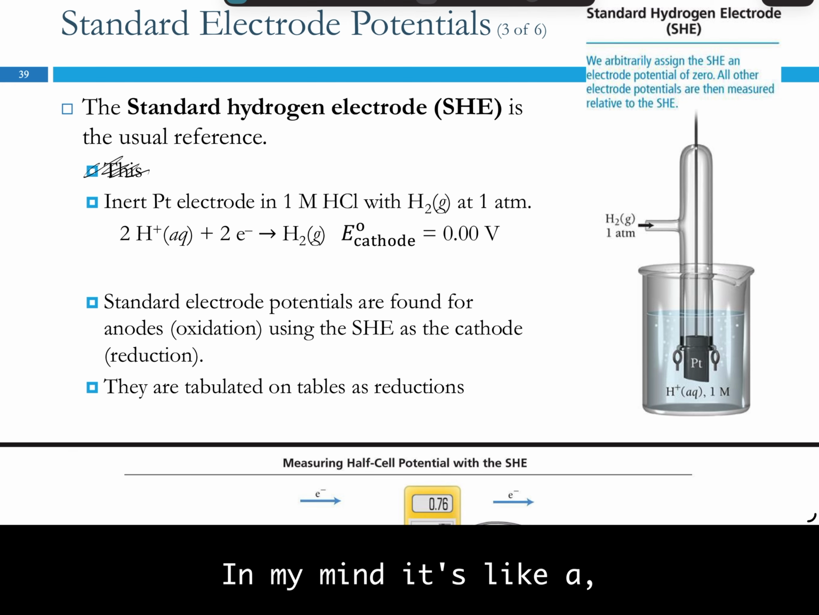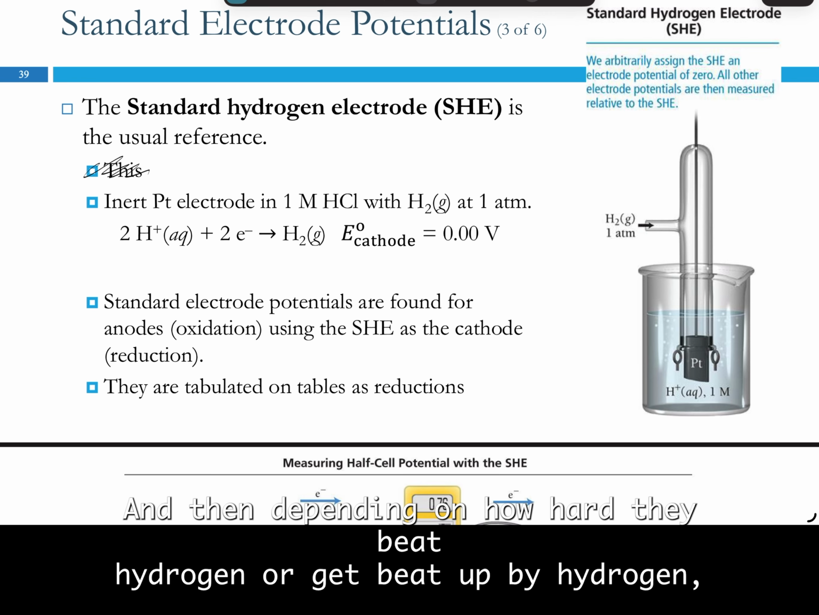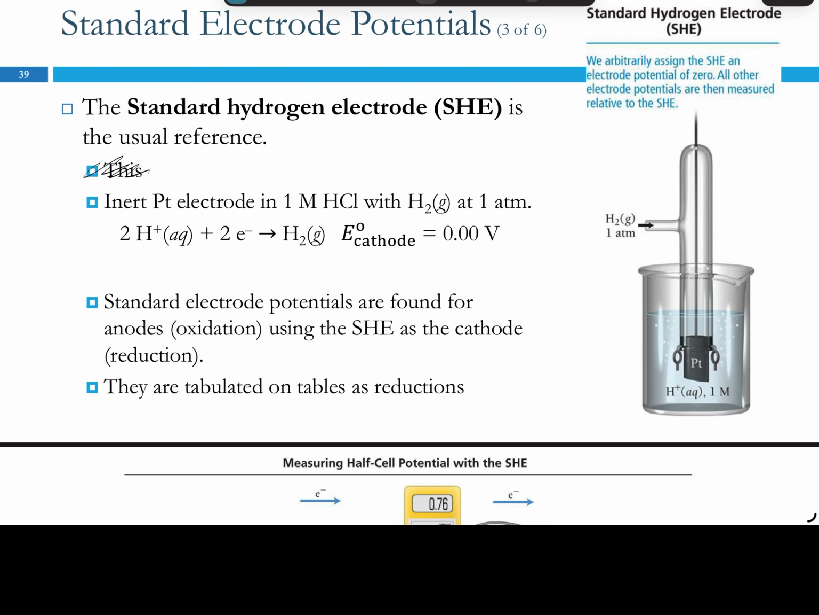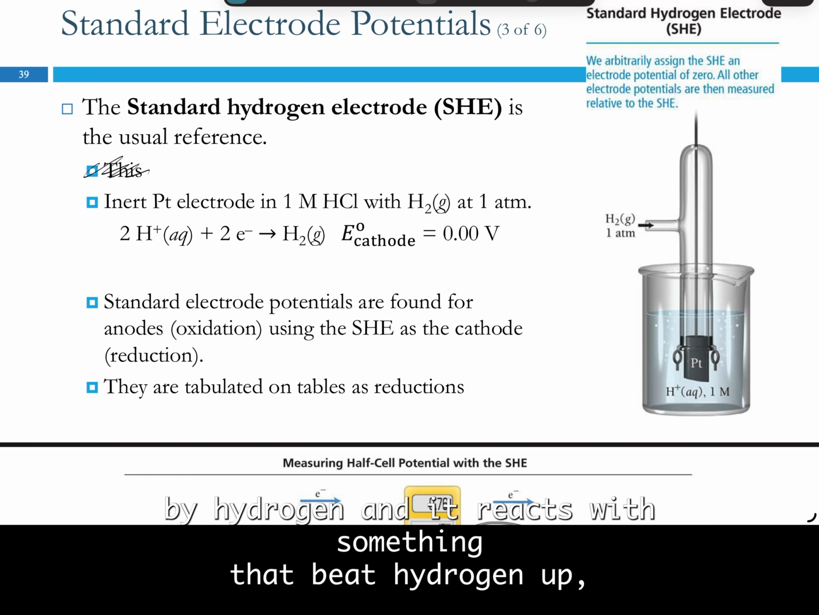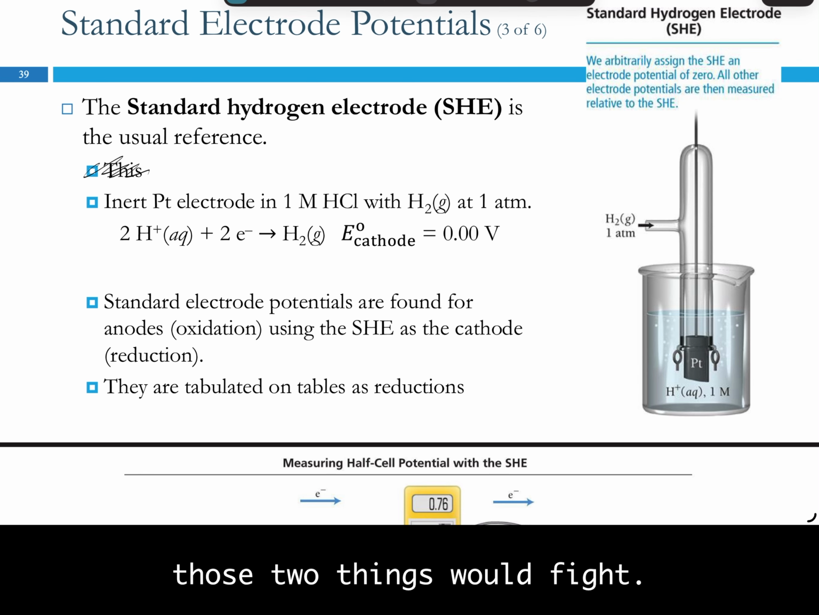In my mind, it's like a fighter tier list. There's like a bracket, and everybody fights hydrogen first, and then depending on how hard they beat hydrogen or get beat up by hydrogen, that determines where they stand in the rankings. And so if something gets beat up by hydrogen and it reacts with something that beat hydrogen up, then we can make a prediction about how those two things would fight.